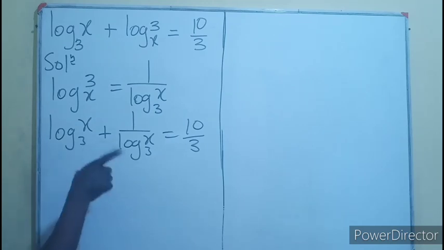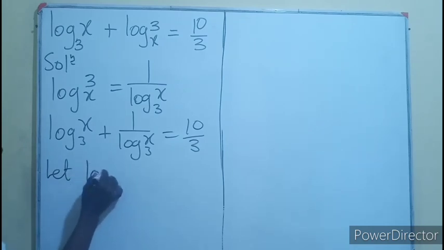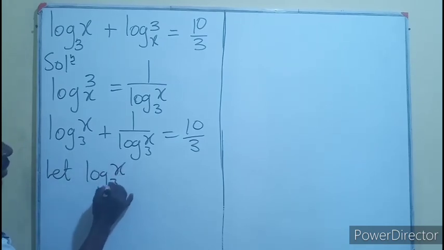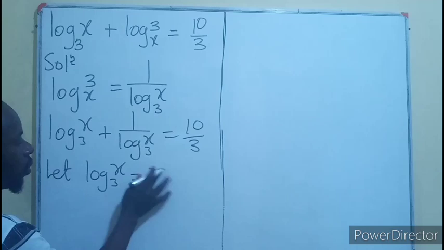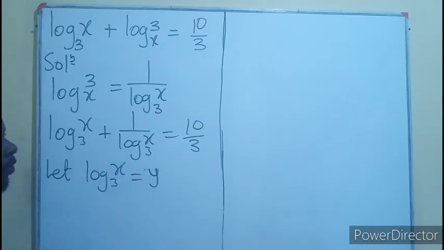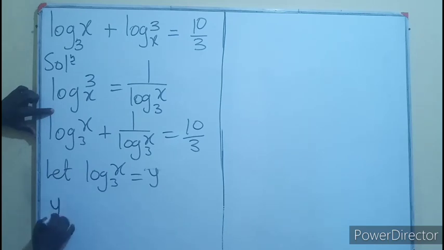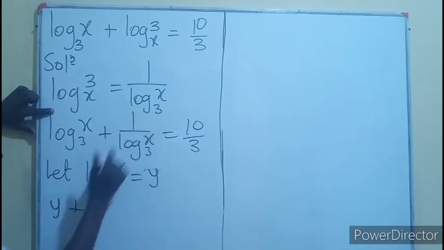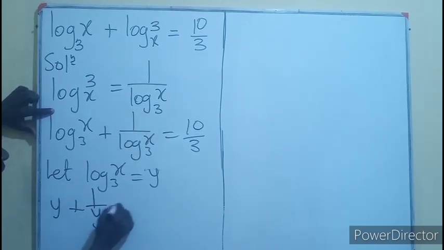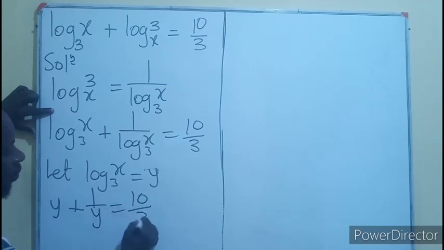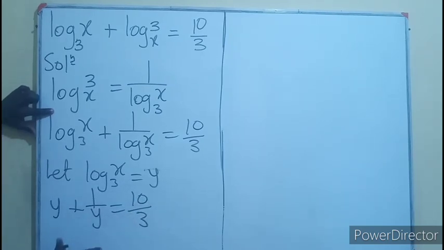Now we have the same base, but we have a fraction. So now let's do a substitution. Let log x base 3 equal y, so that whenever I see log x base 3, I have y. So y plus 1 over y equals 10 over 3. This becomes an equation that involves one variable.